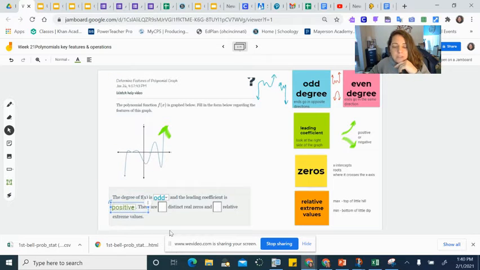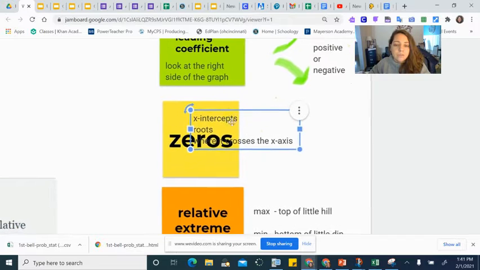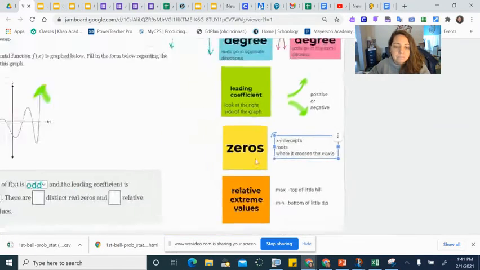Now, as far as the distinct real zeros, there are several ways to ask that same question. You can ask where the x-intercepts are, what the roots are, and where it crosses the x-axis. Those are three different ways to ask almost the exact same thing. Roots could actually be non-real, and we'll learn about those later. But x-intercepts and where it crosses the x-axis are, in fact, other ways to say what are the distinct real zeros.